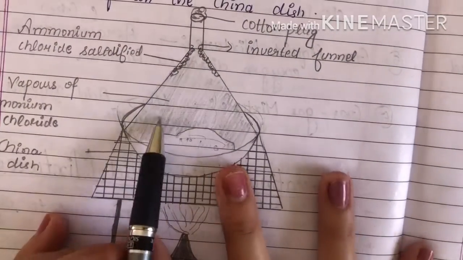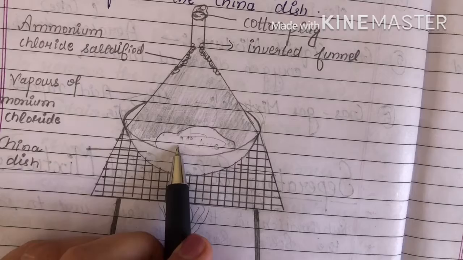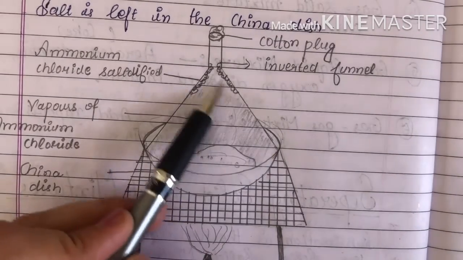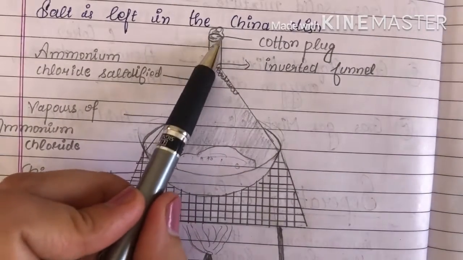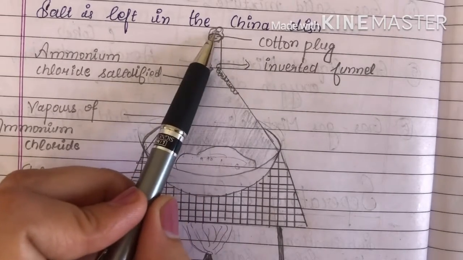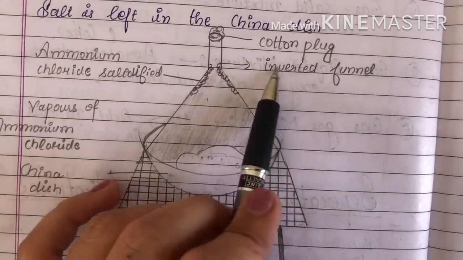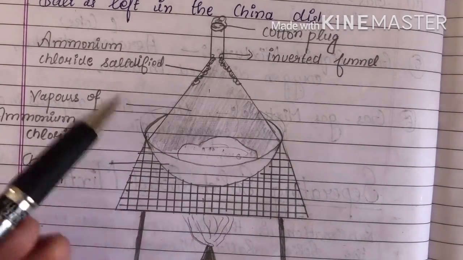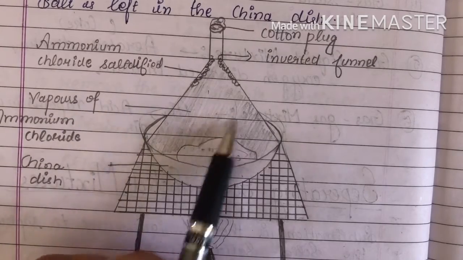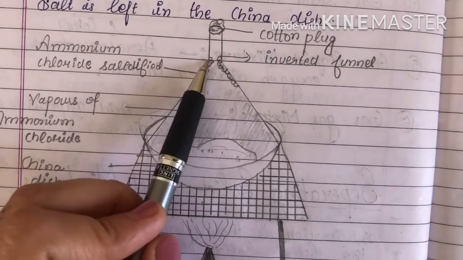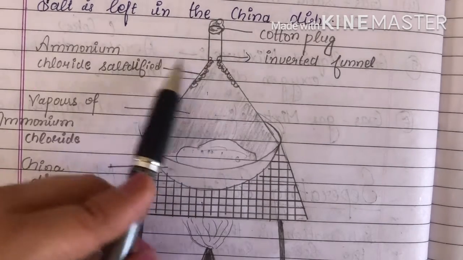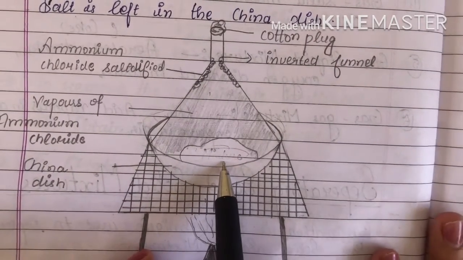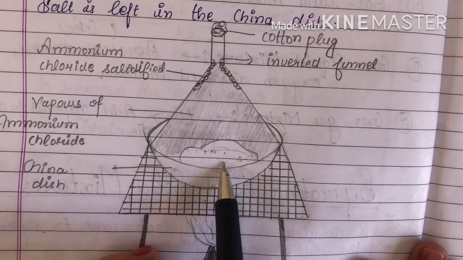Okay, let's see here. This is a china dish. In this china dish there is a mixture of ammonium chloride and salt, and this funnel covers the china dish, and in the tail of the funnel we plug the cotton. This funnel is in the inverted form. So what will happen after heating? We observe that ammonium chloride vaporizes and gets deposited at the end of the funnel. So this is the solidified form of ammonium chloride, and the salt is left behind in the china dish. So in this way we separate the solid mixture.